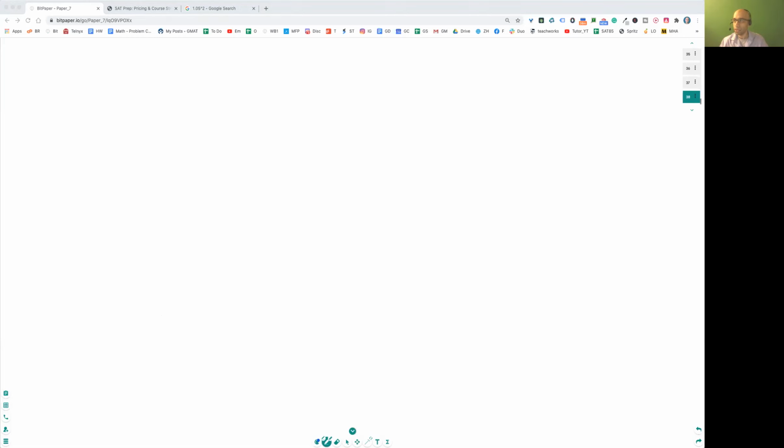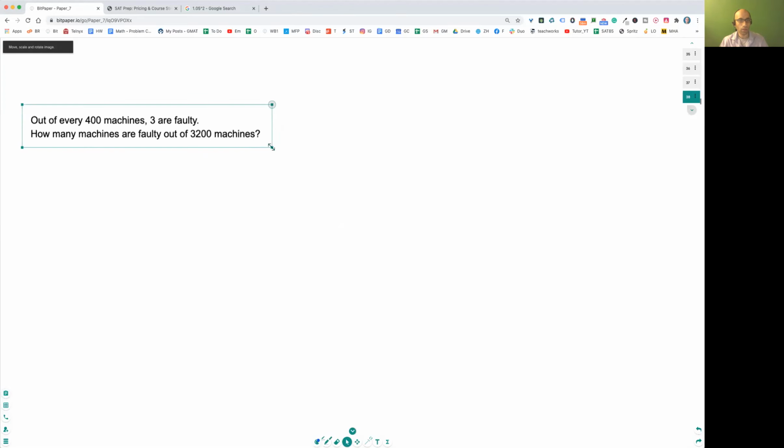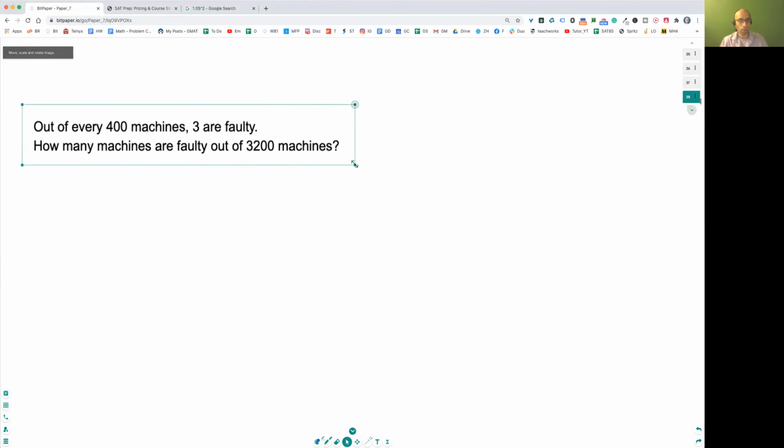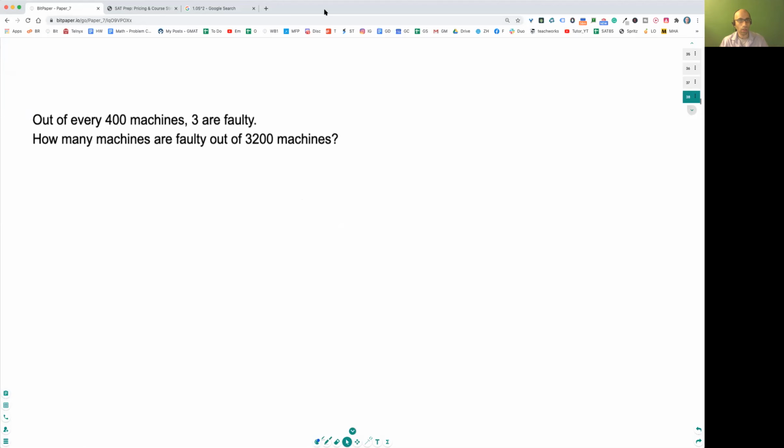Try this problem here. Very easy problem. Out of 400 machines, 3 are faulty. So how many machines are faulty out of 3,200? So how do you do this?